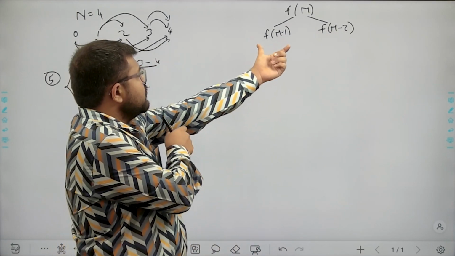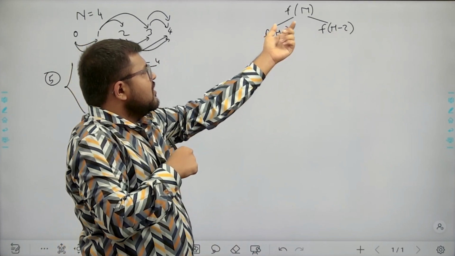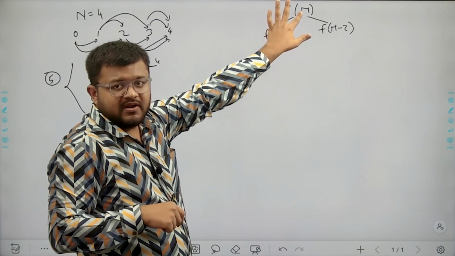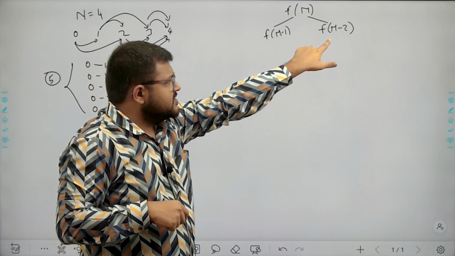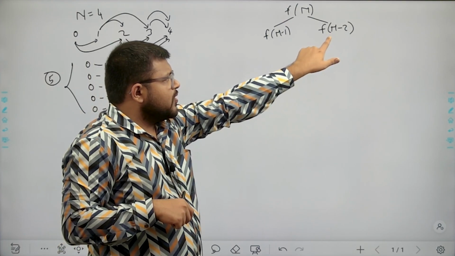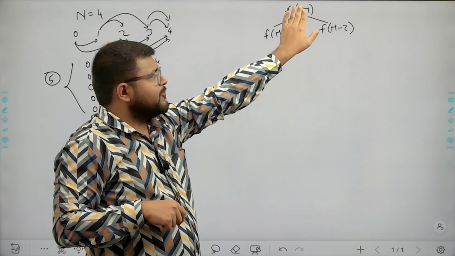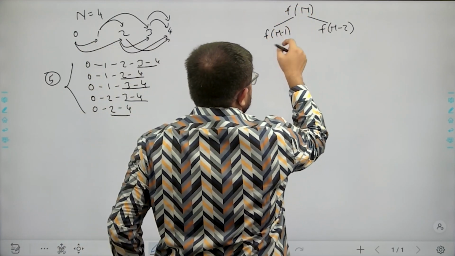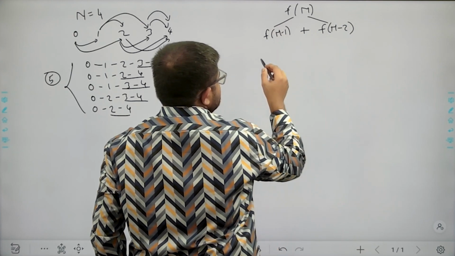Because from all the ways I can reach n minus 1, I can take a step of size 1 and reach n, and from all the ways I can reach point n minus 2, I can take a step of size 2 and reach here. So the number of ways to reach n is equal to the number of ways to reach n minus 1 plus the number of ways to reach n minus 2.